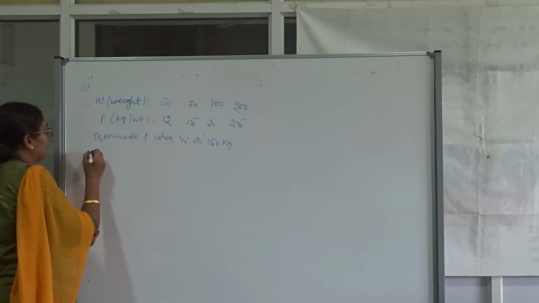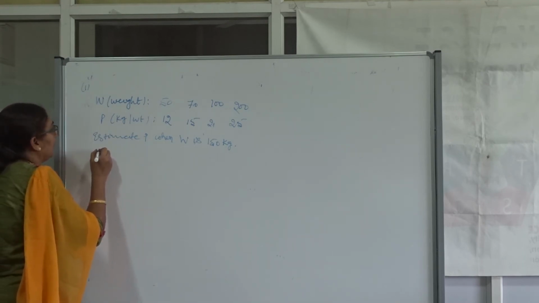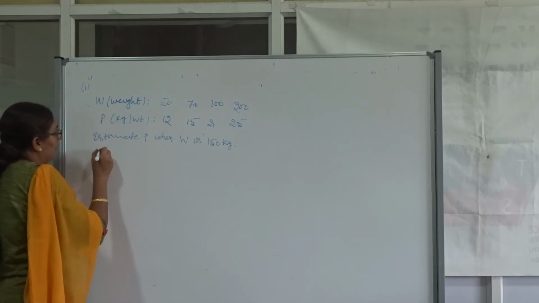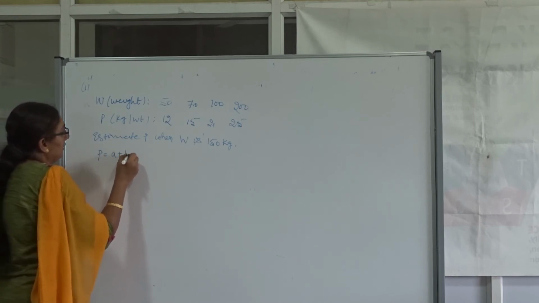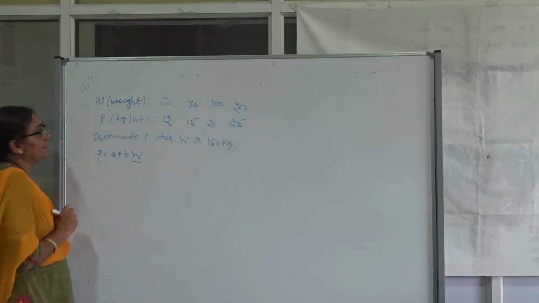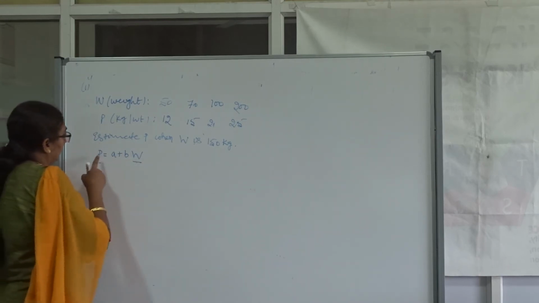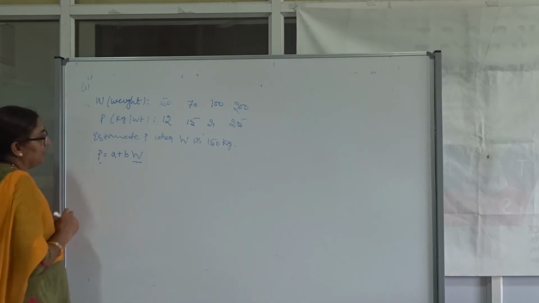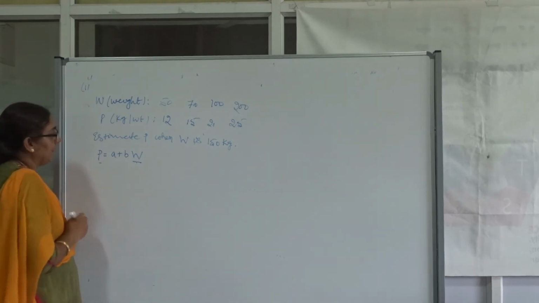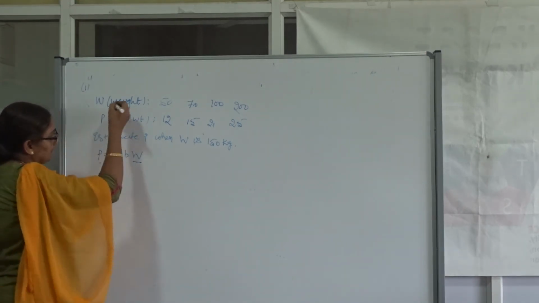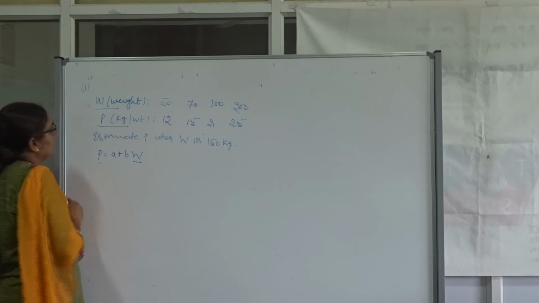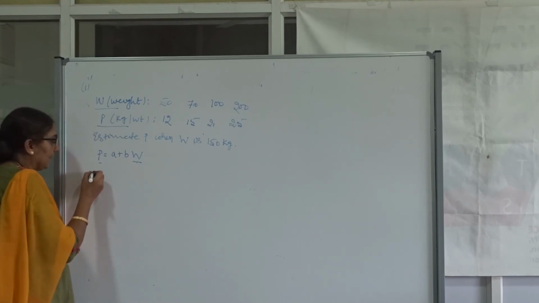Now first you write the general equation. Which one is the independent variable? W. Therefore dependent is P. Therefore P is equal to a plus b W. Instead of x and y, this is y, this is x. You can't write y and x because they gave the variables as W and P. This is our linear equation based on the given data. The first row variable is independent, the second row is dependent. Now write the normal equations.